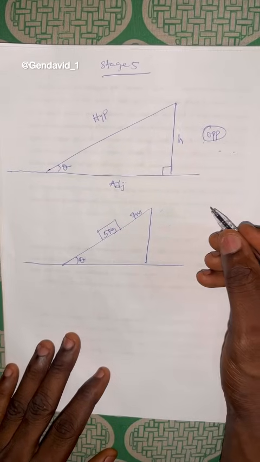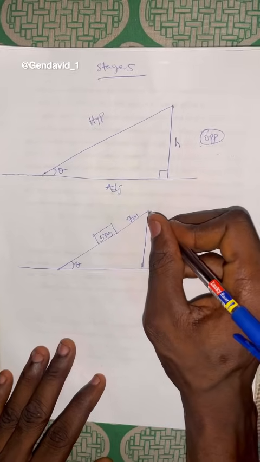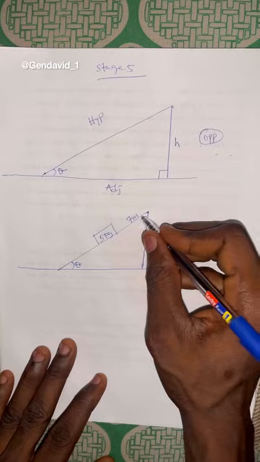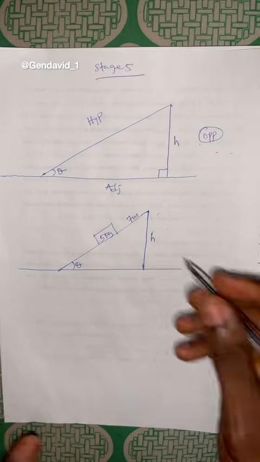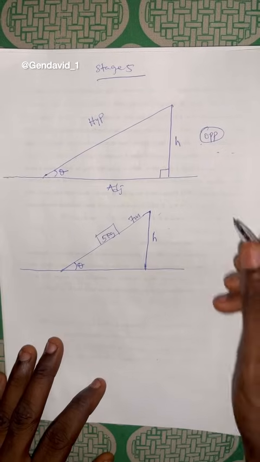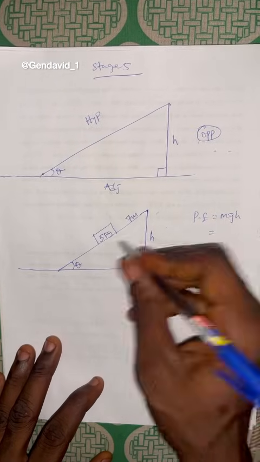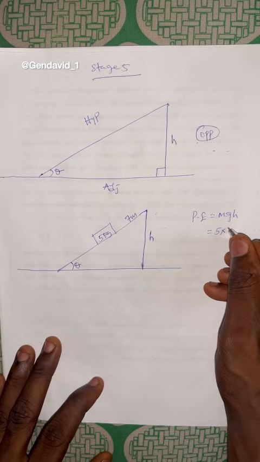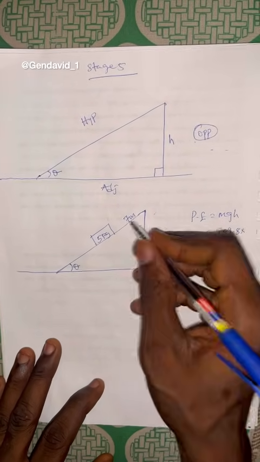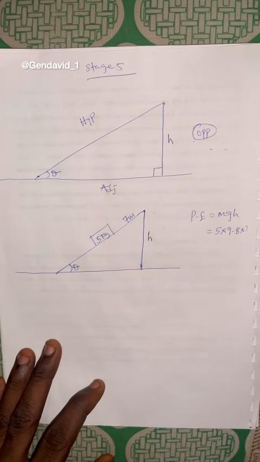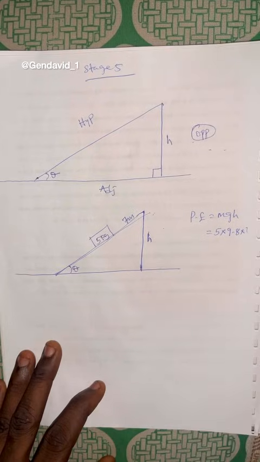It now asks us to find the potential energy at the end of the plane. Some people will say, okay, potential energy is equal to mgh. Since the mass is 5, and we have the acceleration due to gravity to be 9.8, some people will multiply with this 7. You are wrong, because this 7 is the distance on the plane, not the height.